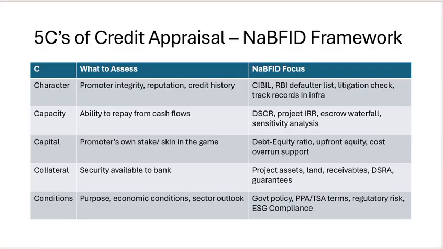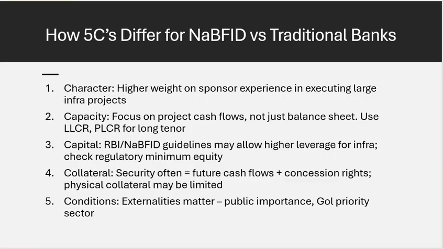So let's discuss how the 5Cs differ for NaBFID versus a traditional bank, one by one. First is character. There is high weight on sponsor experience in executing large infrastructure projects. High experience, a good credit history and a great reputation of the promoter mean that the higher the character, the higher the amount.